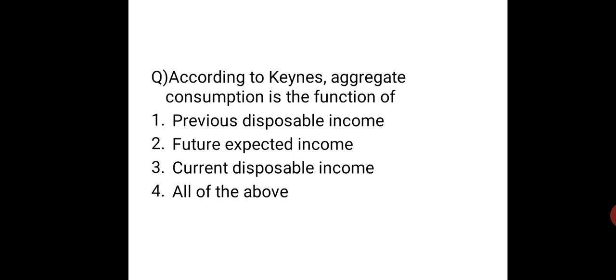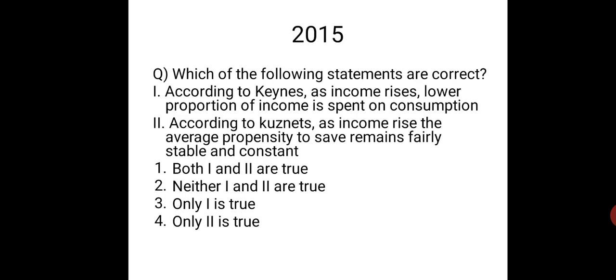According to Keynes, aggregate consumption is a function of... Again, it's a question on absolute income hypothesis. So according to him, consumption depends on current disposable income. We know that it is YD, that is current disposable income. Consumption depends on current disposable income, not on previous one or not on future expected income. So the answer has to be 3.